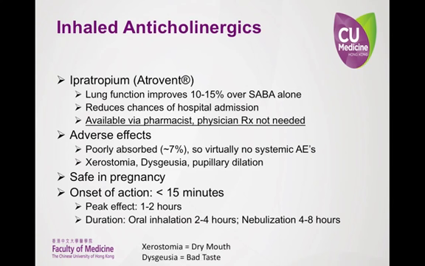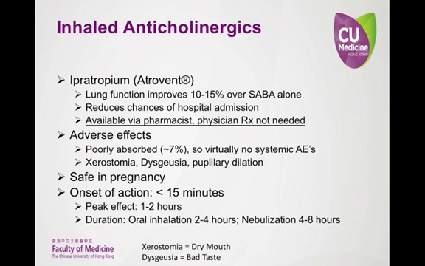Next, let's discuss the short-acting inhaled anticholinergic ipratropium, or brand name Atrovent. Ipratropium is generically available. It is added to salbutamol in acute asthma as it improves lung function and reduces chance of hospital admission compared to when salbutamol is given alone as monotherapy.